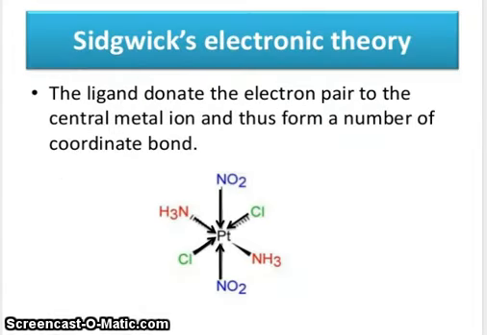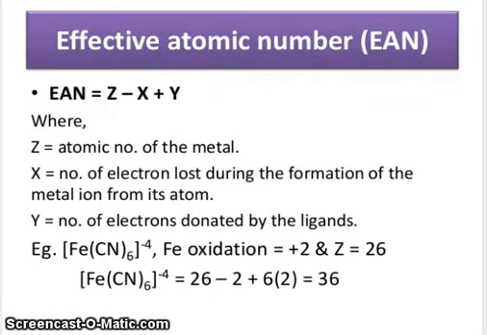So, Sidgwick electronic theory. The ligands donate electron pairs to the central metal ions and thus form a number of coordination compounds. So friends, effective atomic number, EAN = Z minus X plus Y, where Z is the atomic number of the metal, X is the number of electrons lost during the formation of the metal ion from its atom, and Y is the number of electrons donated by the ligands. For example, you can see.